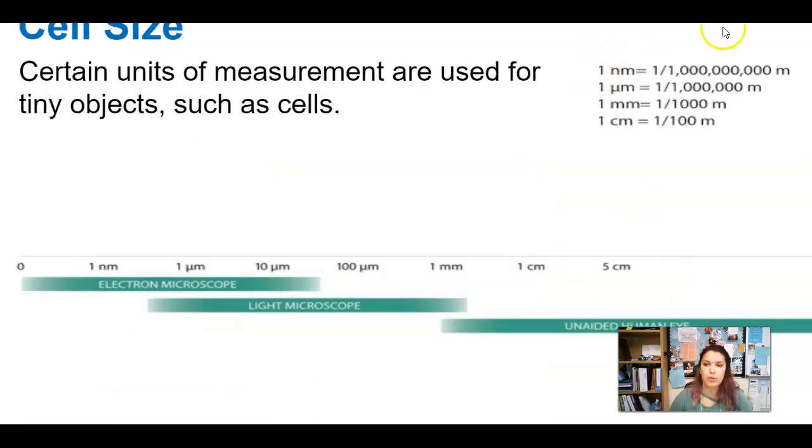All right, so cell size. Certain units of measurement are used for tiny objects such as cells, like micrometers. That unit, which looks like a fancy U and an M, is micrometers, and that's what we use for electron microscopes. So things that are super small are measured in micrometers, and then nanometers would be smaller.